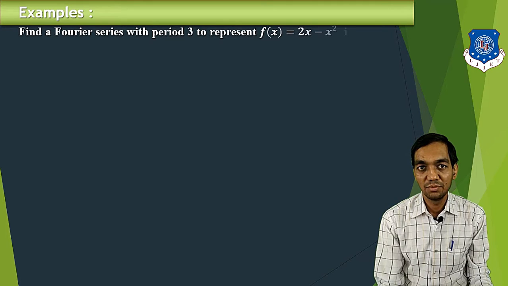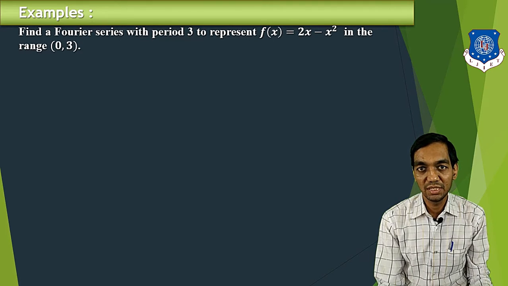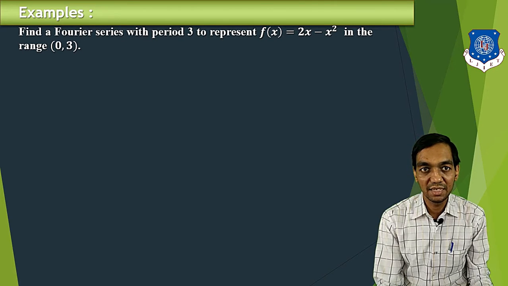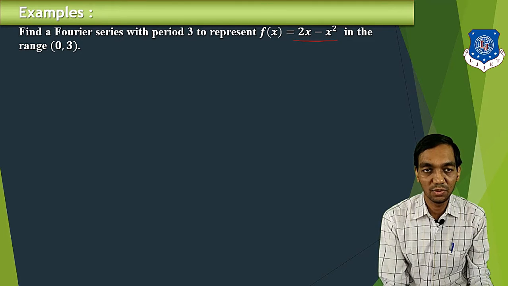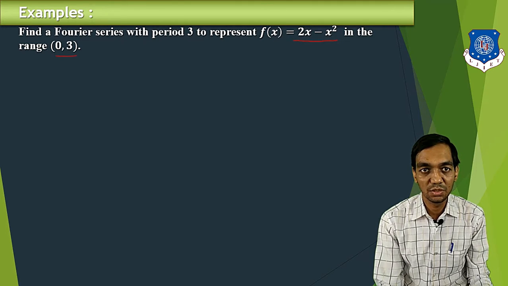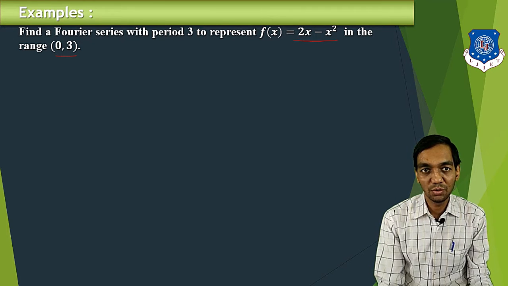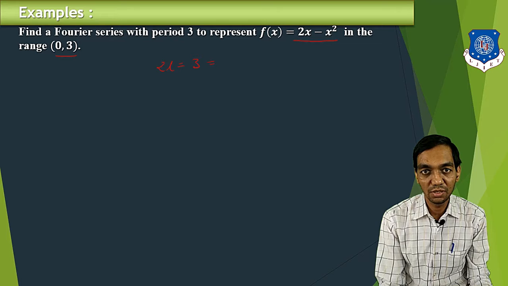Find the Fourier series with a period 3 to represent f(x) = 2x − x² in the range of 0 to 3. Okay, so we are starting with the function f(x) = 2x − x², and the interval is from 0 to 3. Correct? If you compare with the period, then 2l = 3, which gives l = 3/2.